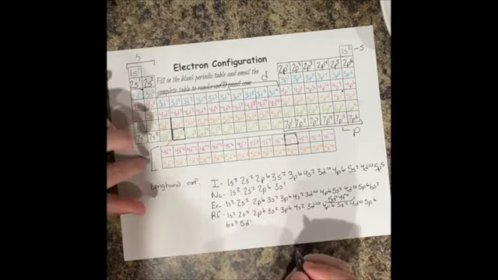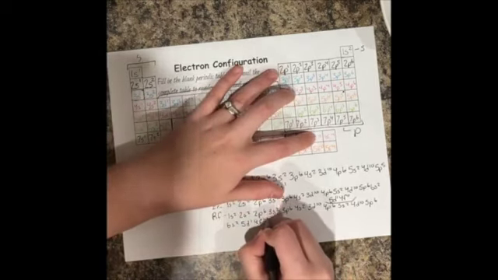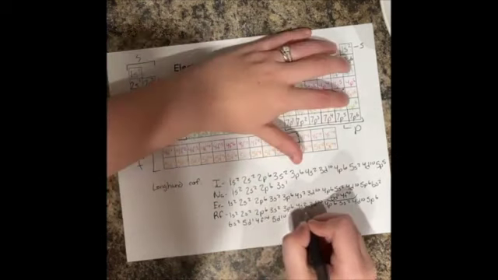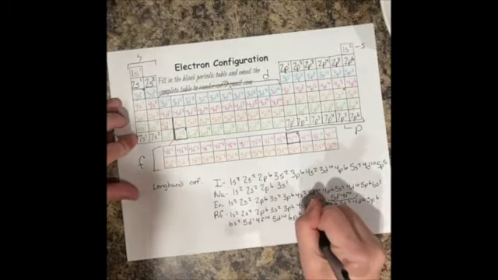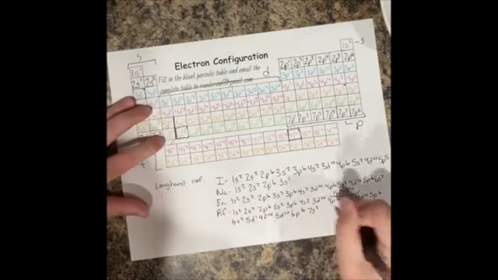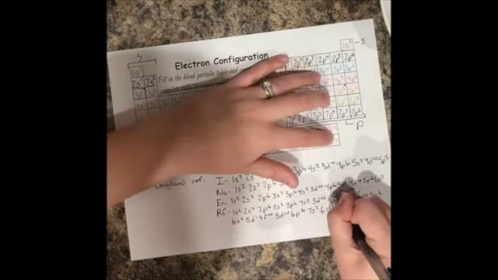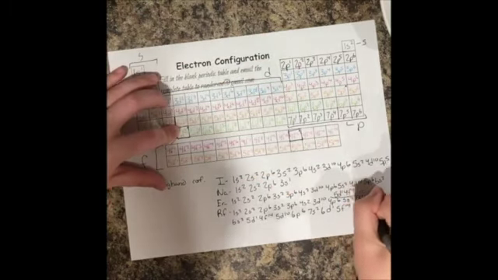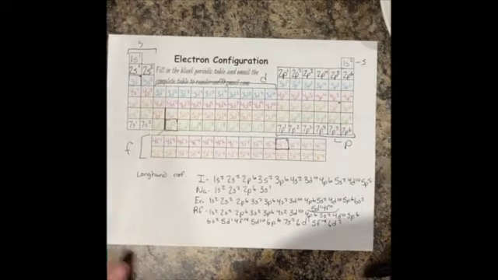5d1, 4f14, 5d10, 6p6, 7s2, 6d1, 5f14, 6d2. Okay, so that is how you do your longhand configuration for those elements.